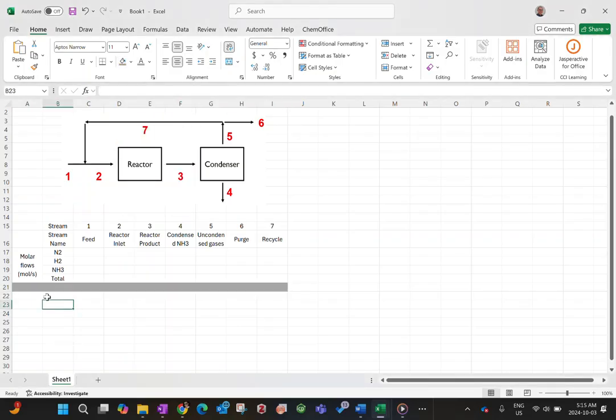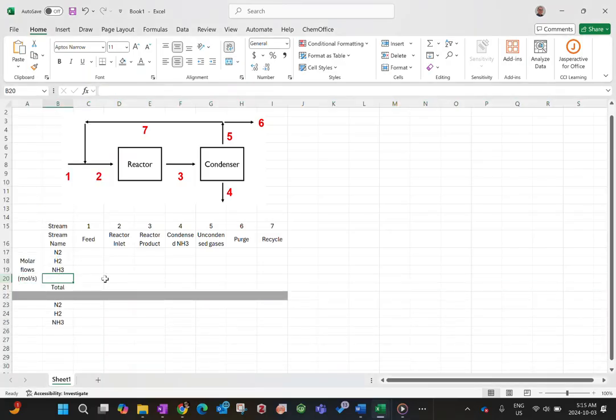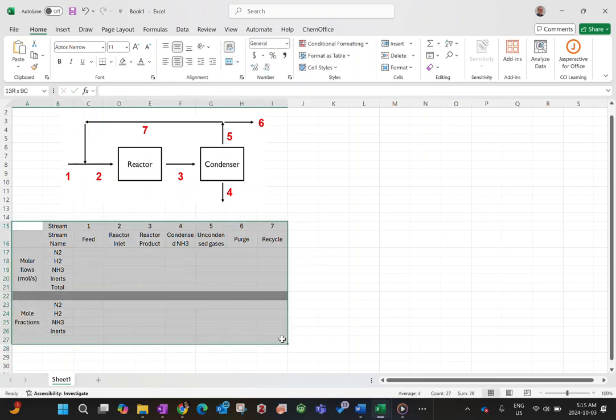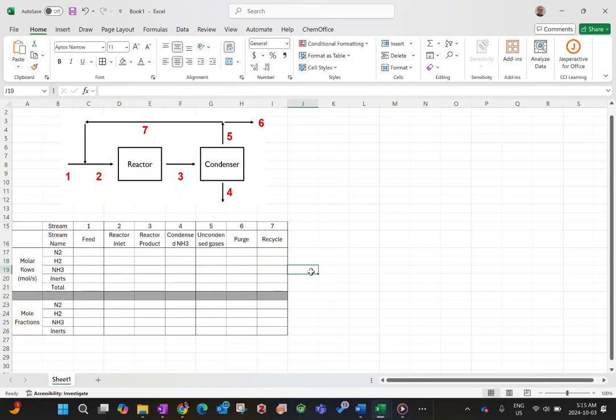Okay, and now I'm going to do mole fractions at the bottom. Oh, I forgot to do inerts. So I'm going to add in one more. Awesome. So I'm going to merge this again. Mole fractions. Awesome. And then lastly, I am going to give this border so it's a little easier to see. Okay, so this is our table.